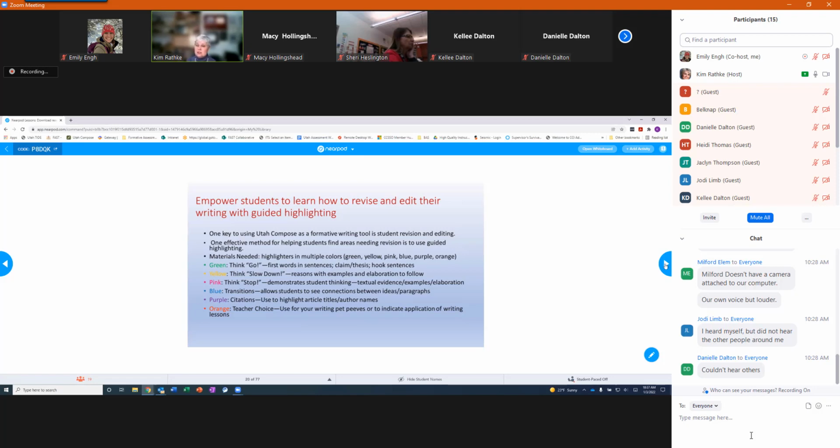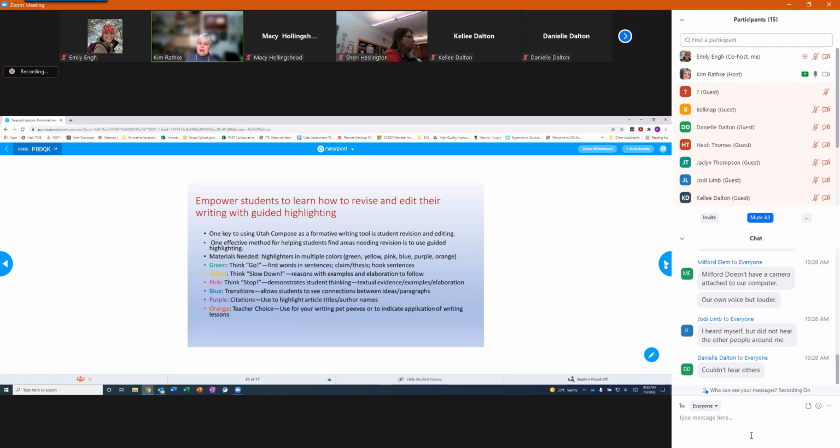If we're talking about hook sentences or introductions, having them go into their own essays and highlight those in green makes them understand, wait a minute, oh, this is what I'm supposed to be doing, or this is where I can't find it. When they can't find a claim, then they write a note on their papers, or they can work with partners. What is your claim for your essay? Or whatever you're trying to do, that first thing helps them start to understand.